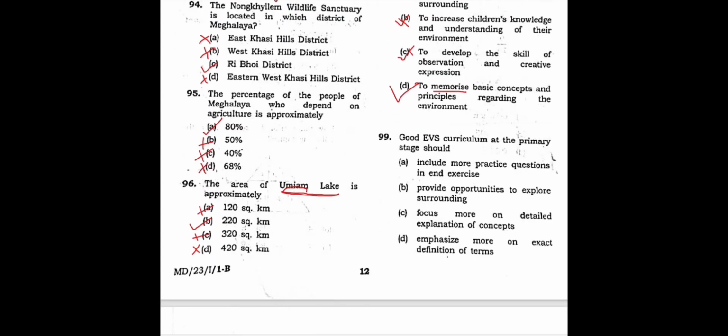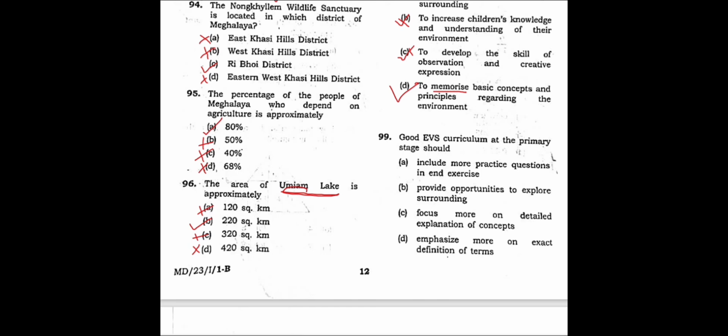Let us see. To memorize basic concepts and principles regarding the environment. We as teachers never encourage memorization. We never encourage rote memorization. So memorizing and all, we don't focus on. We focus on building the concept. We focus on making the students understand. We focus on helping the students construct their own logic, their own ideas, their own concept about the topic we are discussing. So this is a negative sentence here, which means this is the correct answer here. Question number 98.